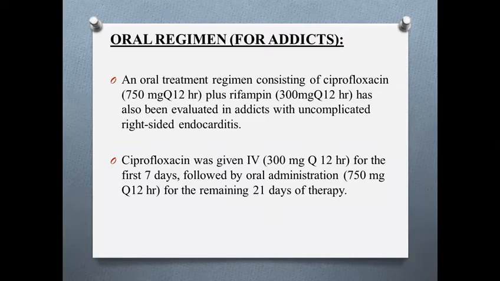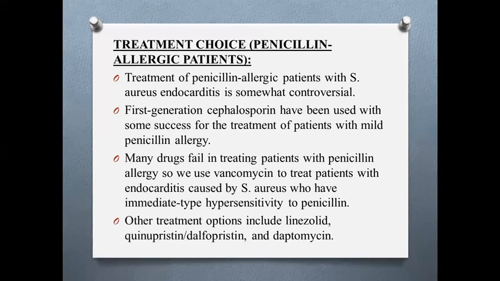Ciprofloxacin is given IV, that is 300 mg, for 7 days, followed by oral administration of 750 mg every 12 hours for the remaining 21 days of therapy. Treatment choice for penicillin-allergic patients: many patients are allergic to penicillin, so we have to find alternatives for them.